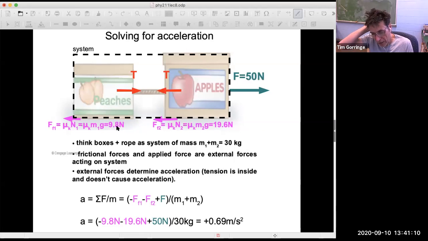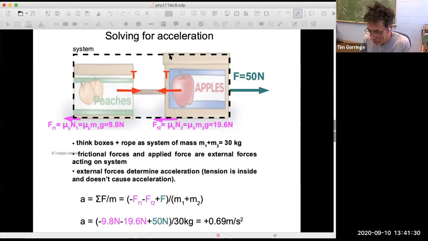Okay, so in this slide, I'm going to solve the acceleration. It's not a hard calculation at all to solve the acceleration, but you've got to think about things the right way. And that's the key point about this. So to solve for the acceleration, I'm going to actually sort of step back a little bit.